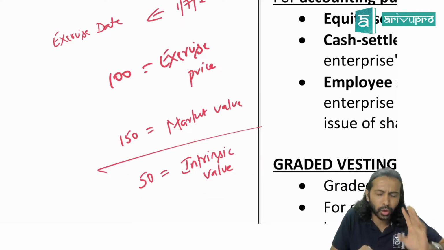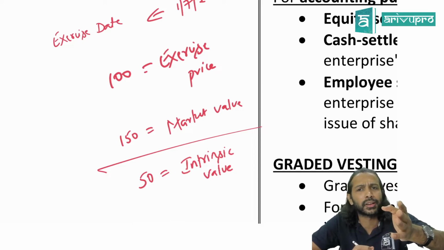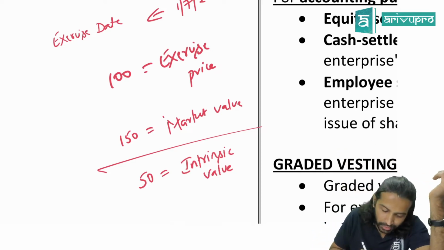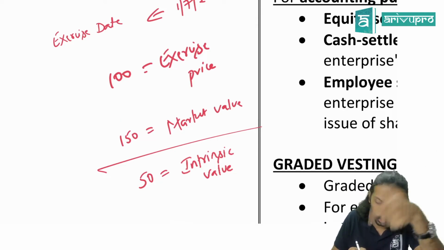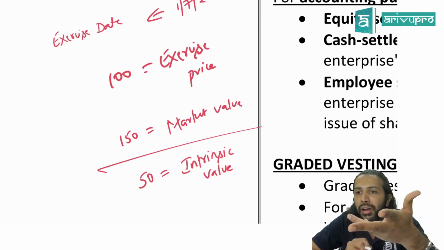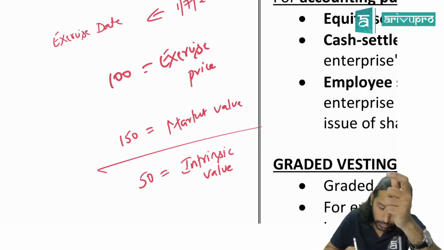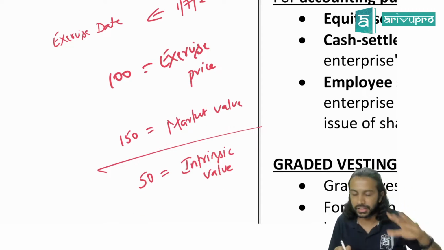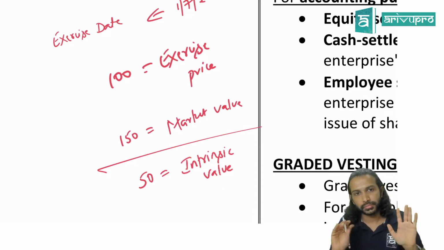So for your understanding, what can you treat intrinsic value as, for simplicity? It's nothing but a discount. The market value of the share is how much? 150. The exercise price, meaning the price the employee is paying? Only 100. The difference between the market value and the exercise price, that's what we call the intrinsic value. Fair enough? Is this okay?